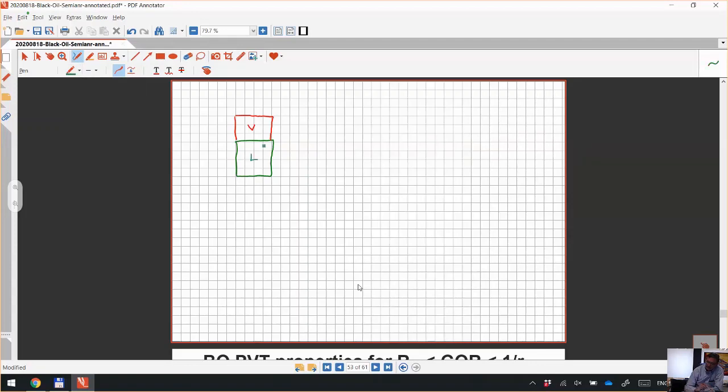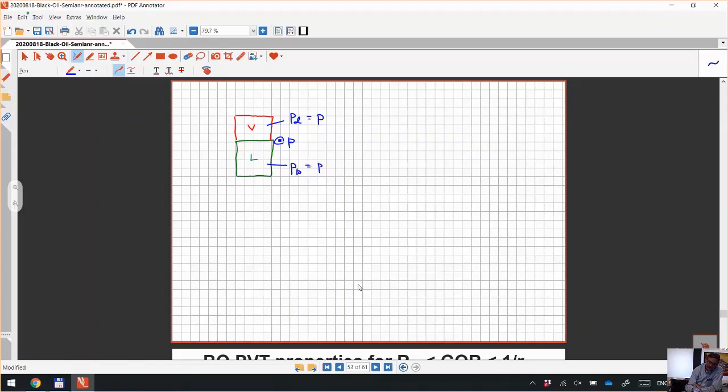This is at some pressure. Well, what we know is that the dew point of that vapor is equal to the pressure, and the bubble point of that liquid is equal to the pressure. Okay, so this is equilibrium at that pressure.